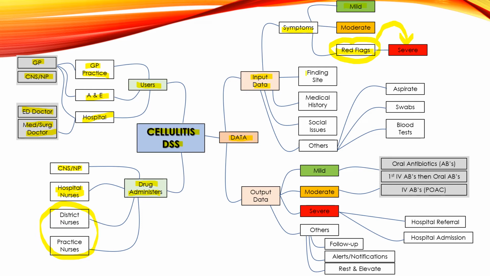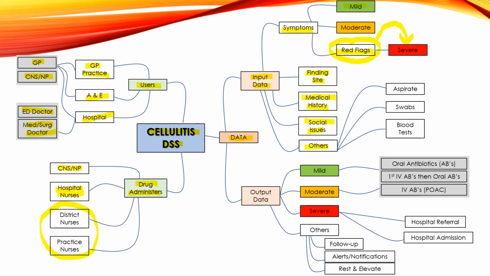You also put in the finding site where the cellulitis is occurring, and medical history. If the patients, for example, have diabetes or chronic heart failure, then you would have to keep a closer eye on them because they've got slower healing. Social issues, you have to make sure that patients are well supported at home as well, and it's safe for them to be discharged because they would need all the support they get.